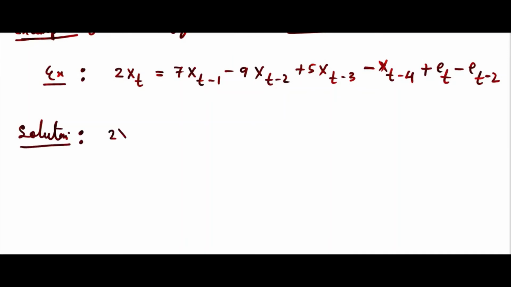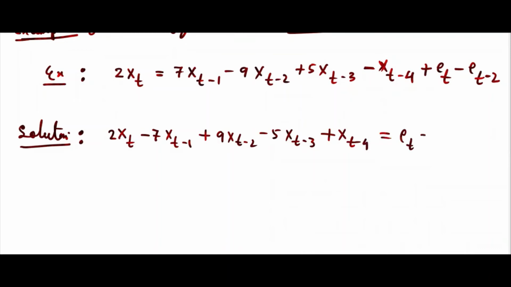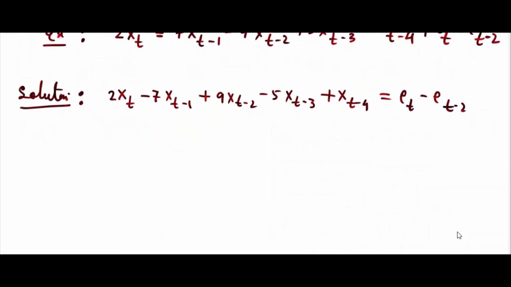So let me bring everything to the left hand side. 2x_t minus 7x_{t-1} plus 9x_{t-2} minus 5x_{t-3} plus x_{t-4} is equal to e_{t-2}. See the possible mistake we can make here. You write this way, 2x_t minus 2x_{t-1}, that's fine. So this will be 2x_t minus x_{t-1}.